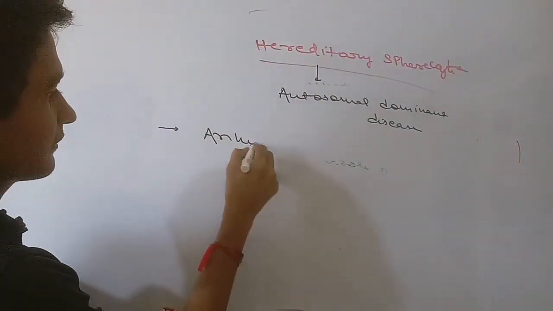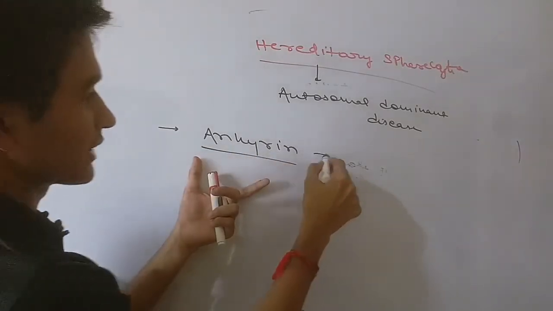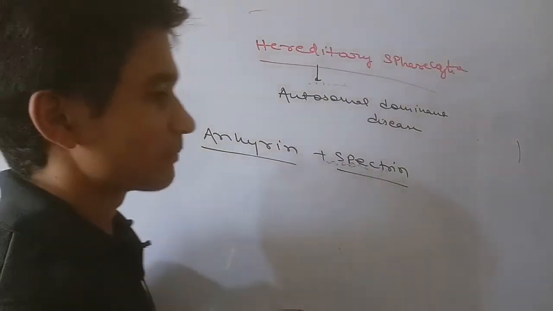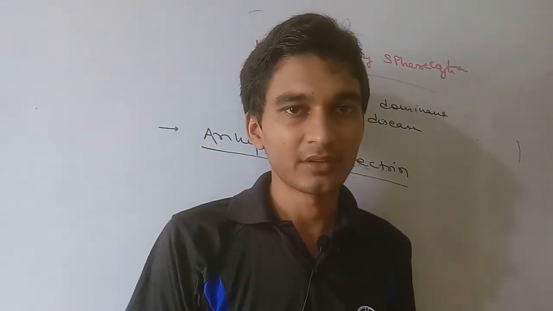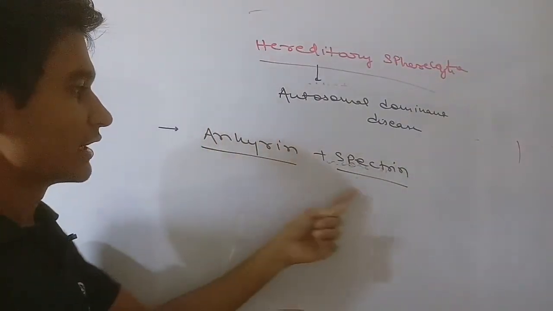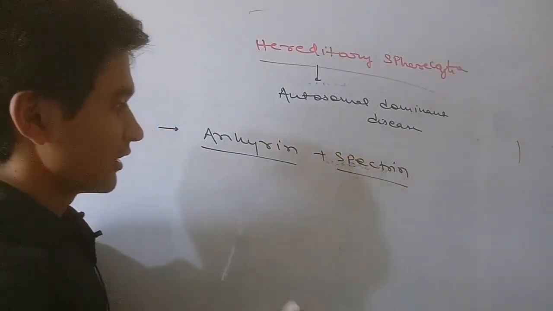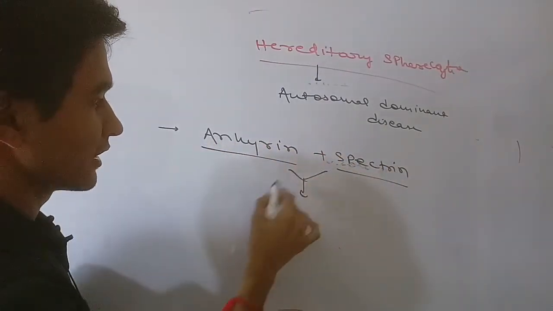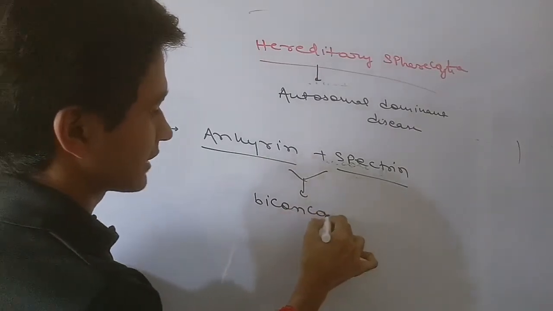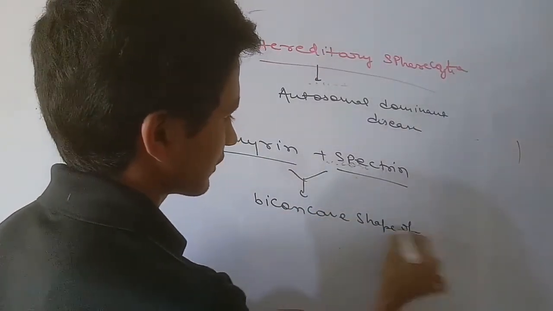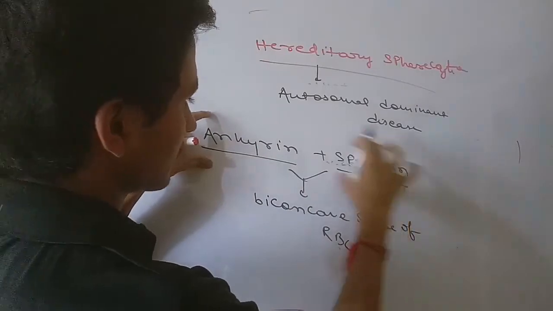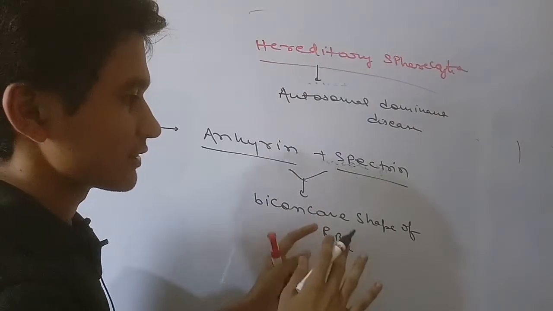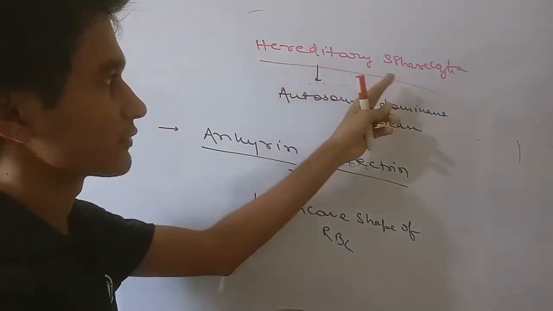The first one is ankyrin protein, and the second one is spectrin protein, because these two proteins are necessary for maintaining the biconcave shape of the RBC. If these two proteins are defective in nature or deficient in RBC, then, since ankyrin and spectrin are responsible for maintaining the biconcave shape, and if they are not synthesized properly, the biconcave shape of the RBC will not be maintained, and the RBC will be converted into a spherical shape.